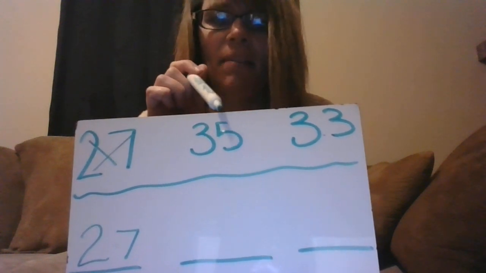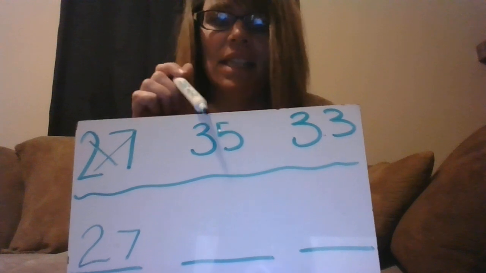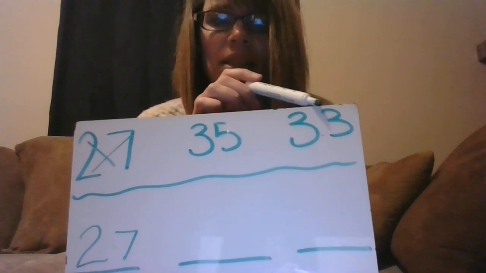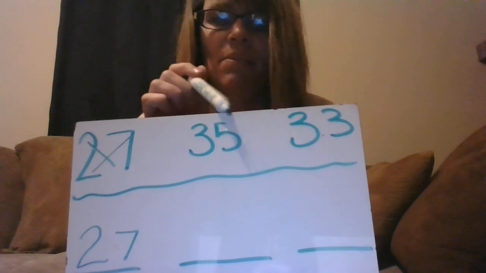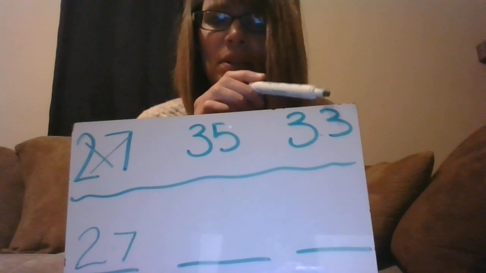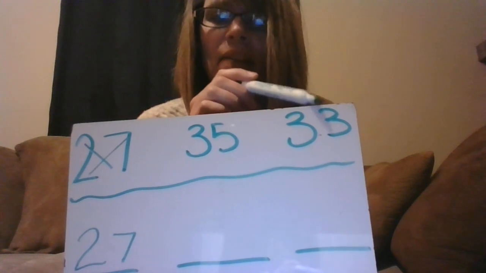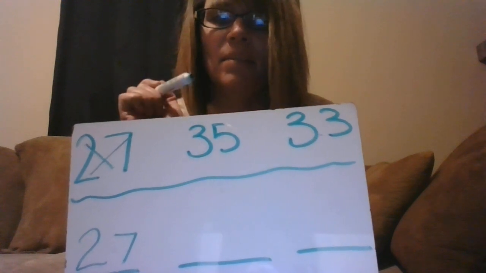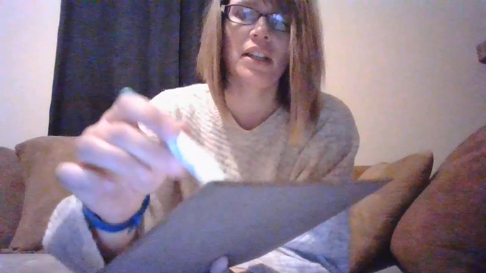So that means I'm going to move to my ones. This one has 5 ones in it. This one has 3 ones in it. Which one of those numbers is smaller? Is it 5 or is it 3? If I were to use my little ones to make this one, I would grab fewer ones to make the number 33 than I would to make the number 35. So 33 is a little bit smaller than 35.